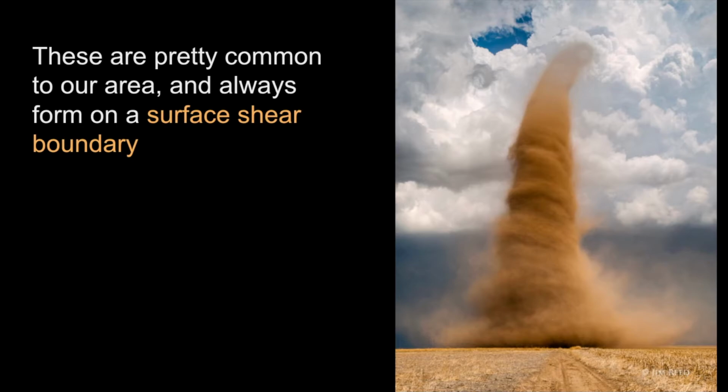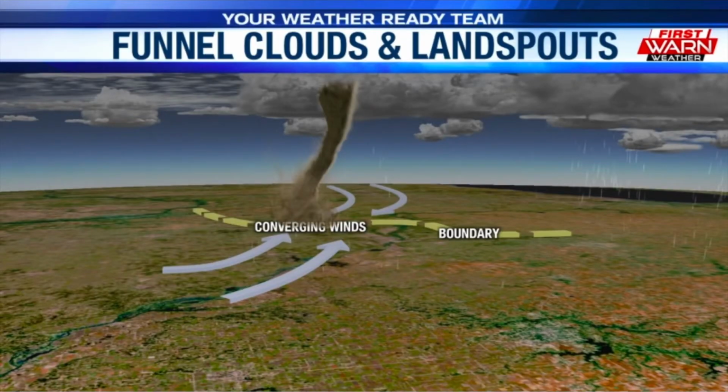I also want to point out that these tend to form on a surface shear boundary. So surface shear boundary just means an area of converging winds, where winds are coming from different directions and hitting into each other. Here's a picture taken from a local news channel, and you can see where they've drawn it in really well, but this is actually quite true. You get these little puffy high clouds, and if they form right over a convergent boundary, that's when you get landspouts. They're extremely hard to predict.